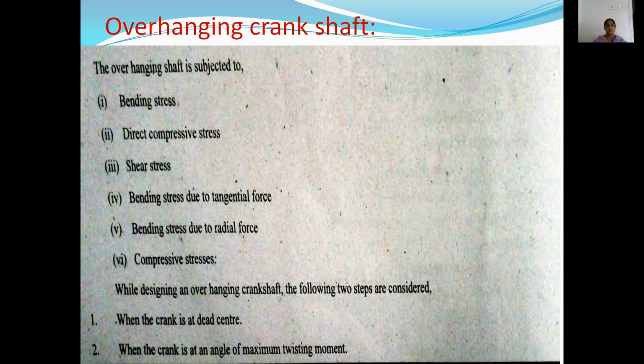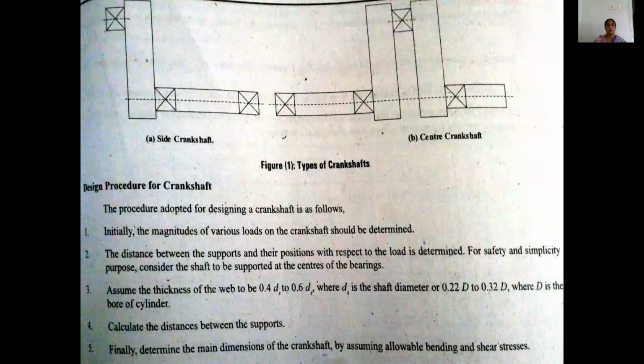Okay, bending stress. We already know that different types of stresses are developed on the crankshaft when the load is applied: bending, direct compressive, shear, and also bending stress due to tangential force, radial force, and compressive stress. While designing an overhanging crankshaft, the following steps are considered. One is when the crank is at dead center. Next, when the crank is at an angle of maximum twisting moment.